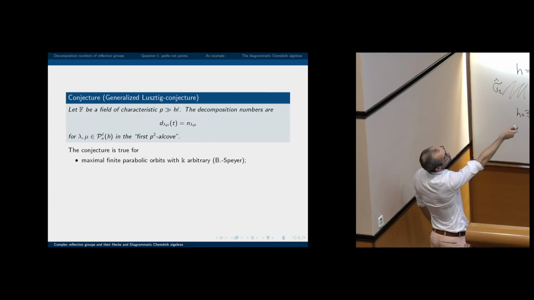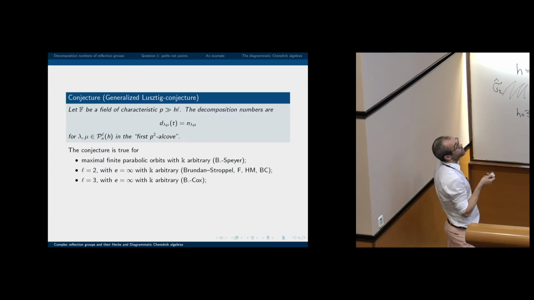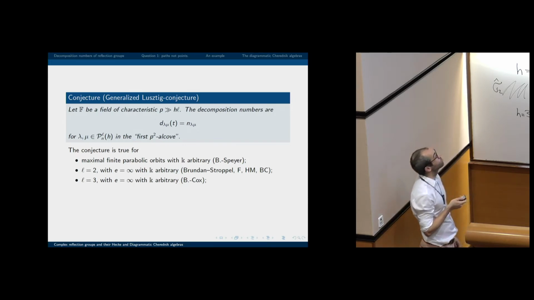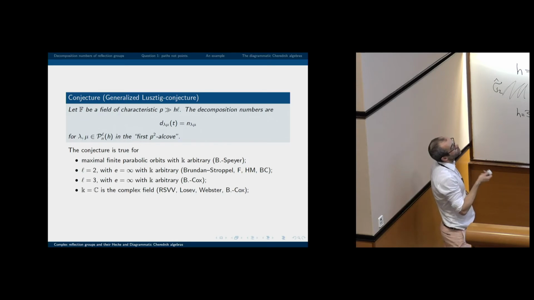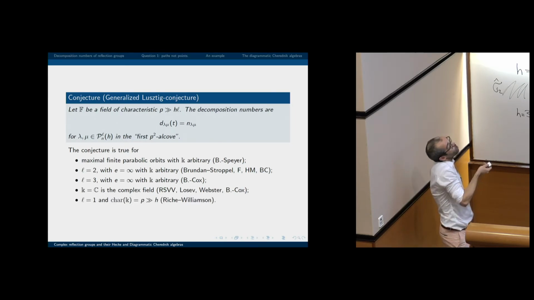So for certain types of parabolic orbit, so maximal finite parabolic orbits, we can take any field, and this works. I did this for Laurent. If L is 2 and e is infinity, Brundan-Stroppel did this in a different language. Thiem did it for the Hecke algebra as well. Hu and Mathas did it, and then I guess this is Bowman-Cox at the end. If L is 3 and e is infinity, I don't think anyone did that before us, so it gets its own bullet point. And then again, over the complex numbers, as I said, this is due to a bunch of people before us in a slightly different language, but it's the same result. And finally, if L is 1, then Simon Riche and Geordie Williamson proved this.